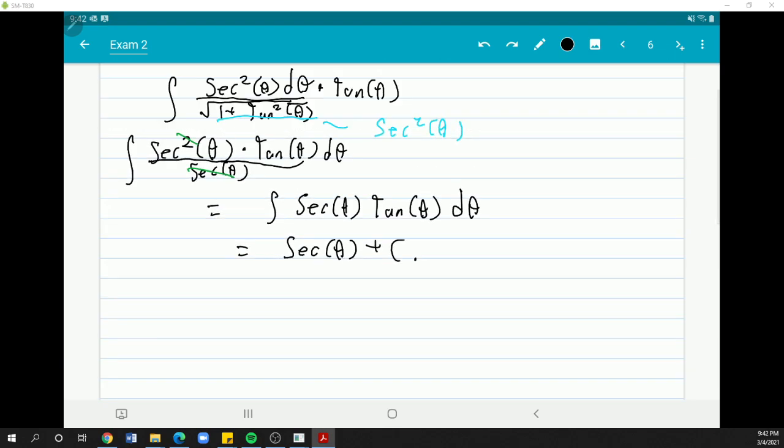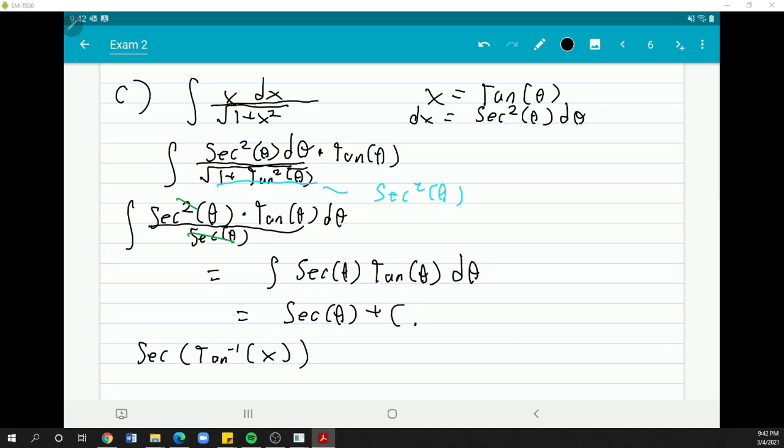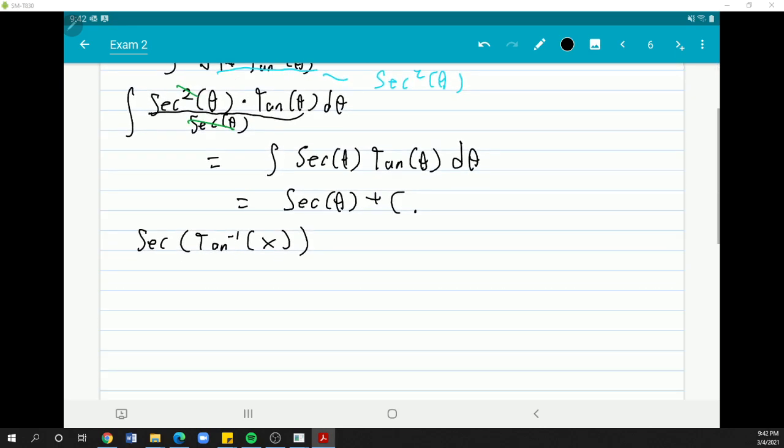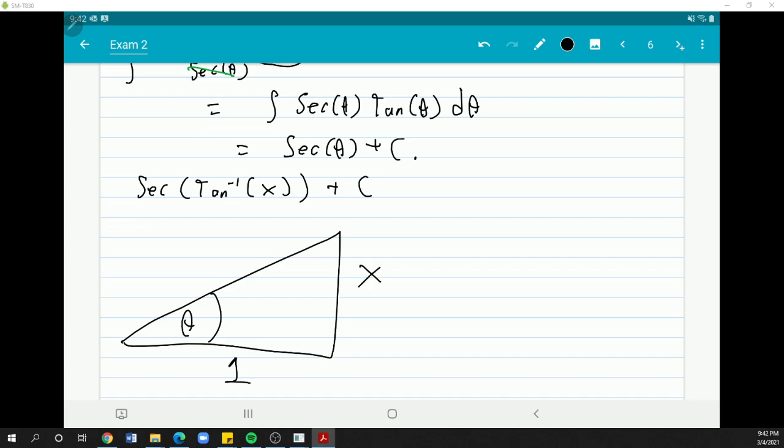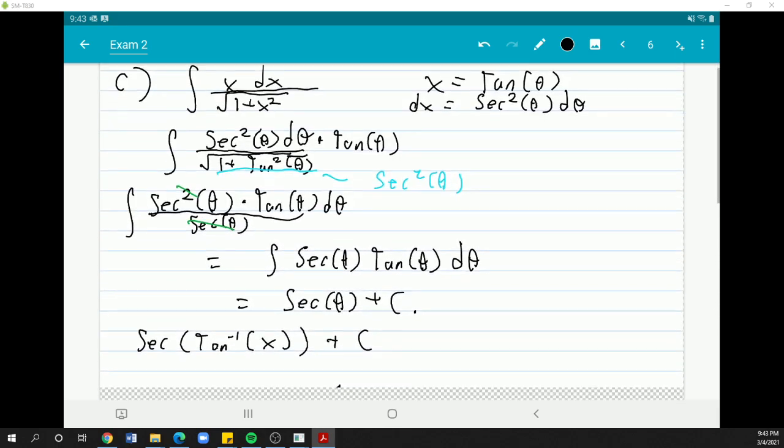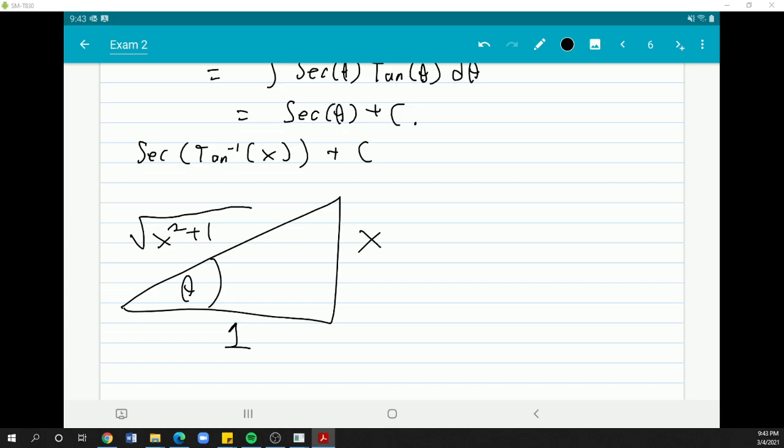But now we have to turn our attention back to theta because this is secant of tan inverse of x, right? Because x is tan theta, so theta is tan inverse of x. So now let's do this. Theta. So tangent is opposite over adjacent, so that says the opposite is x. The adjacent is 1. So the hypotenuse is square root x squared plus 1. Again, hammering it home. You know you did the triangle right if the same square root that you started with shows back up. That's kind of the magic.